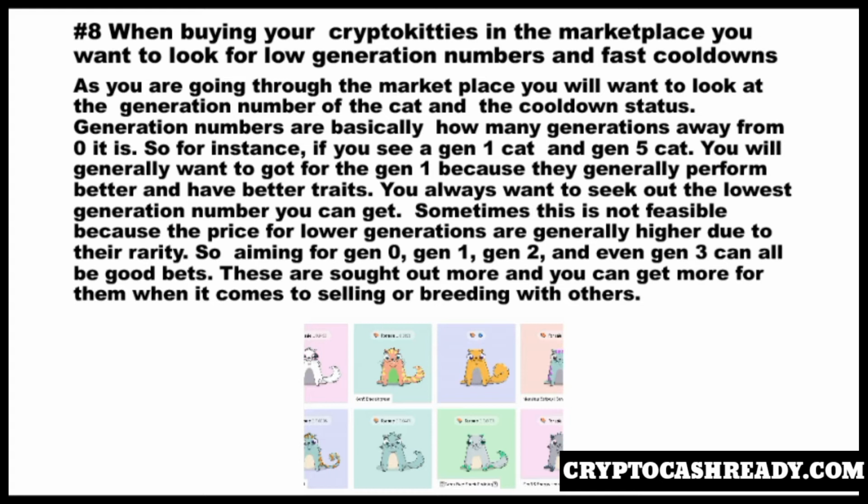For instance, if you see a generation 1 cat and a gen 5 cat, you would generally want to go for the gen 1 because they generally perform better and have better traits. You always want to seek out the lowest generation number you can get.